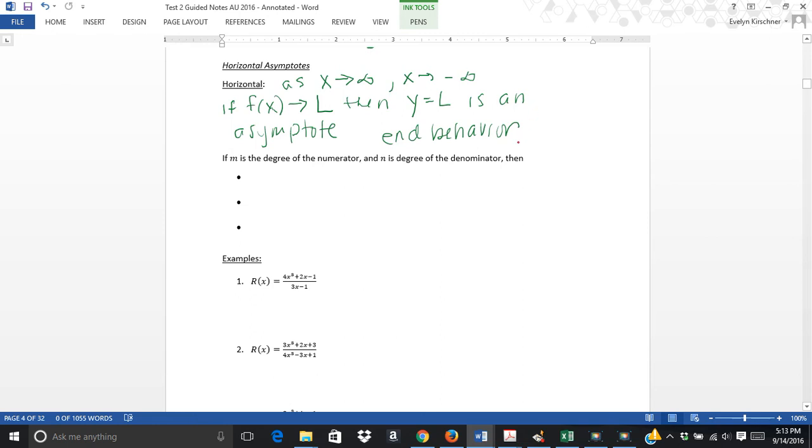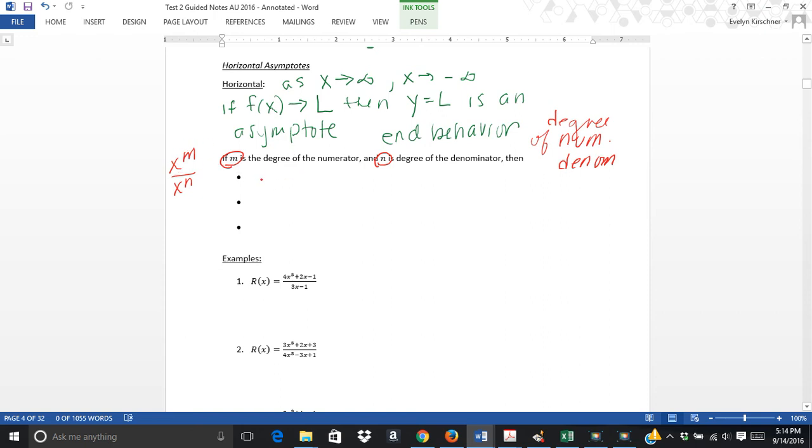So what we're really doing is looking at the degrees of the numerator and the denominator. Let's say m is the degree of the numerator and n is the degree of the denominator. So I have x to the m and x to the n. And remember, the degree is the highest exponent, whatever term it is.